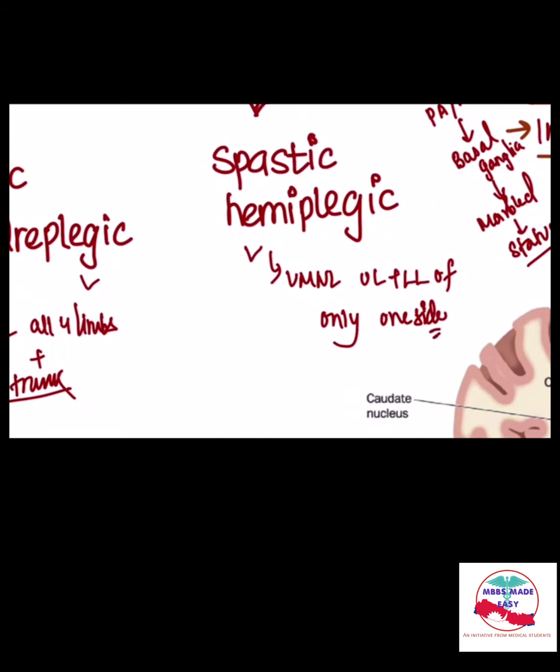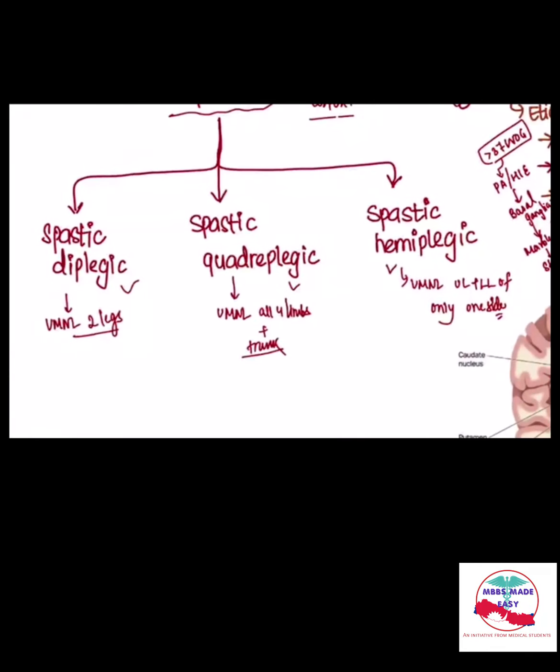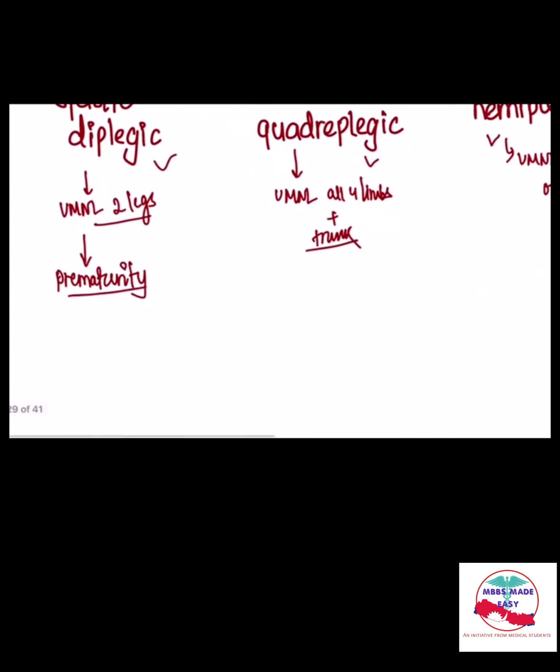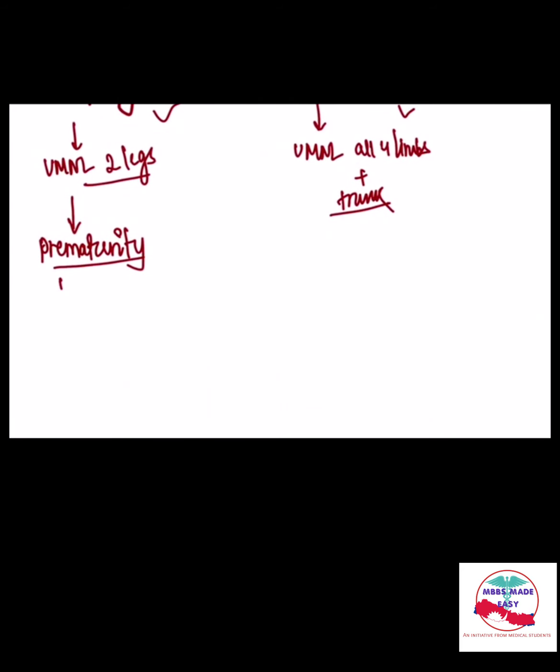Okay. So spastic diplegic, quadriplegic, and hemiplegic. Now, spastic diplegic is almost always associated with prematurity. So prematurity or low birth weight infant who was born less than 37 weeks of gestation or whose birth weight was less than 2.5 kgs.